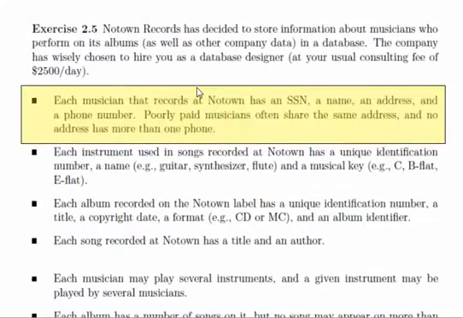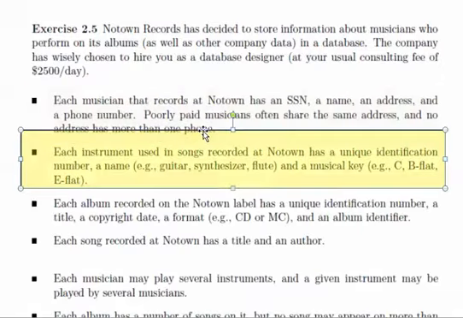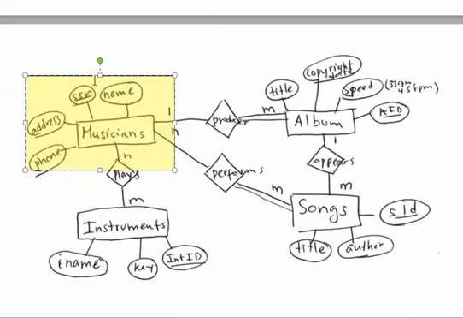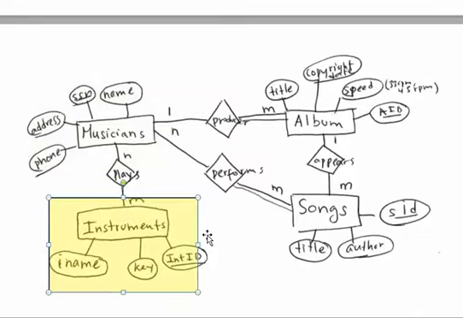Then I move into the next section that talks about instruments. Again for instruments, I have the unique identification, the name, and then there is something about the domain that I'm not able to capture in the ER, but I could do that in the SQL statements. And then the musical key. So now the next step is to draw the rectangle for instruments, and this is what we will do next. We draw that, and then we put the attributes there.